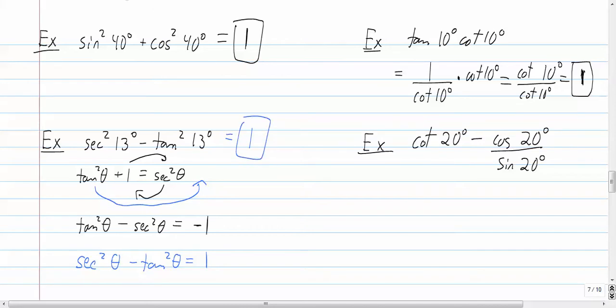Okay. And the last example here. Cotangent of 20 degrees minus cosine of 20 degrees divided by sine of 20 degrees. So cotangent of 20 degrees minus, cosine of theta over sine of theta is cotangent of theta. So cosine of 20 degrees divided by sine of 20 degrees is cotangent of 20 degrees. And what do you get when you take something and subtract itself from it? 0.